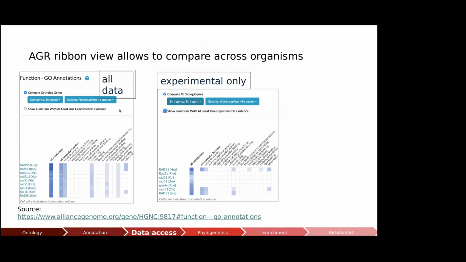They have much more data. AGR allows to compare data from the different organisms that the model organism databases represent. You can select which species you want to look at. You can see all data or only experimental ones, and then you can get a table like this where the same gene in the different organisms is shown, and the annotated terms come up in the table. This site only shows the experimental ones.